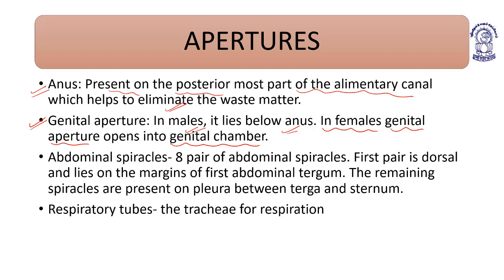Abdominal spiracles, there are 8 pairs of abdominal spiracles. First pair is dorsal and lies on the margins of first abdominal tergite. The remaining spiracles are present on the pleura between terga and sterna. Okay. So the first pair is dorsal, which lies on the margins of first abdominal tergum. The remaining other spiracles, they are present on the pleura in between terga and sterna. Okay. Respiratory tubes are trachea for respiration.